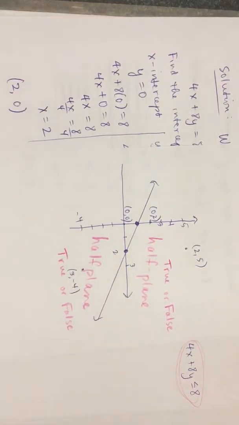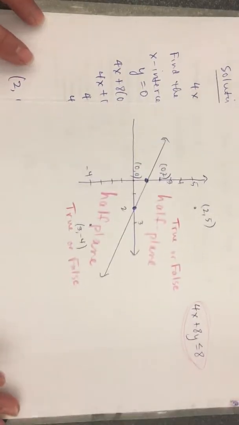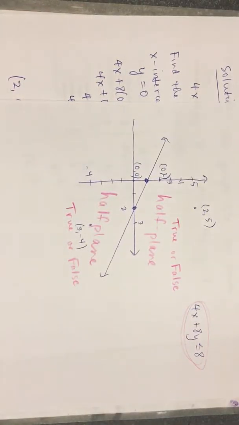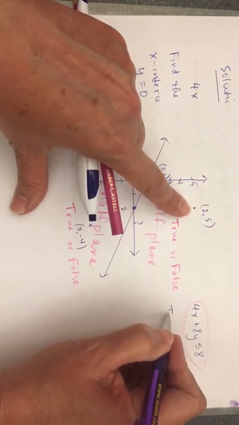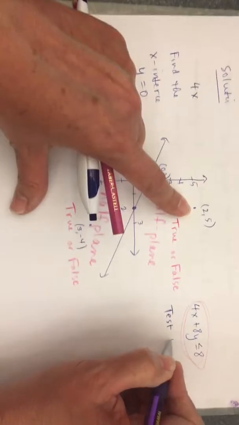So I'm going to pick a few points. Typically, when you understand it, you would pick one point. But I'm going to pick like this (2, 5). Here, we call them test points.